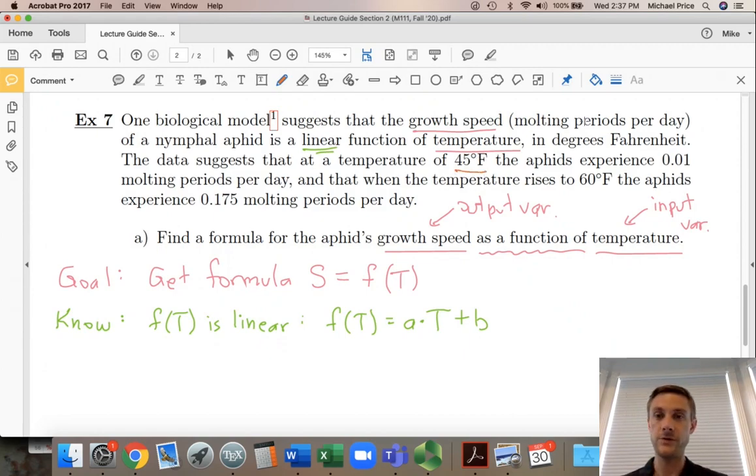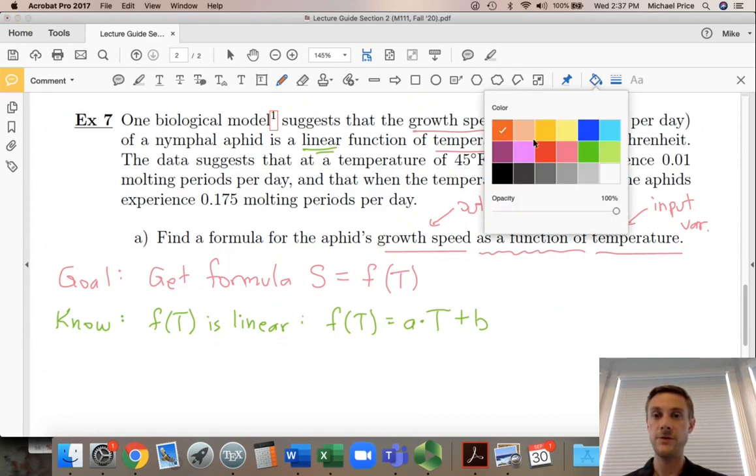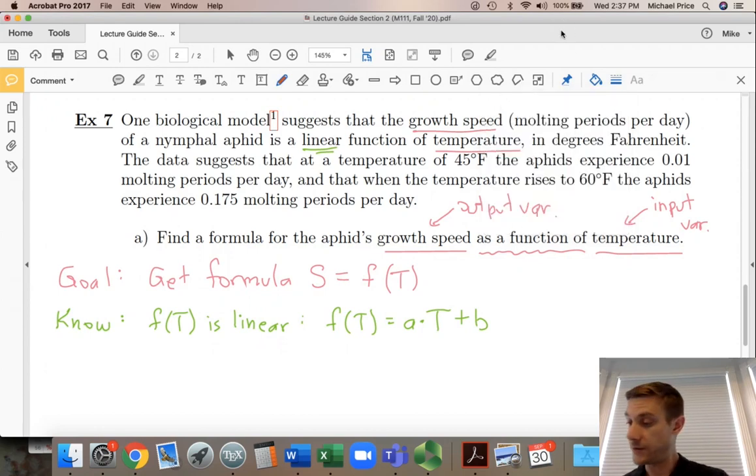So that orange does not look different enough. Adobe, you have failed me. Okay, so maybe we'll try red there. So 45 degrees Fahrenheit, and that is paired with a value of 0.01 molting periods per day. And so what I'm going to say is, look, this has given us one great piece of information.